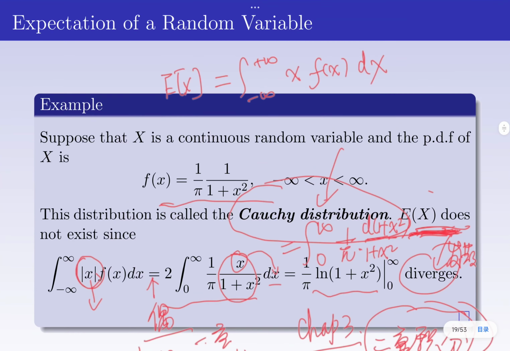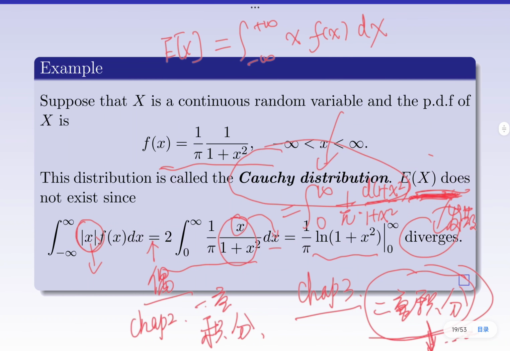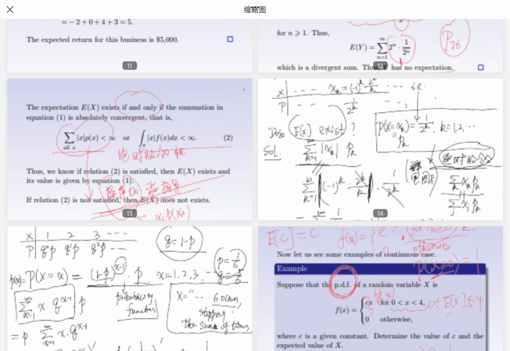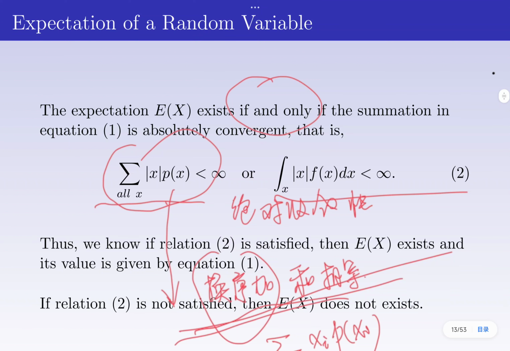Why? If no absolute value, it may not converge. Why do we need the absolute? The summation is absolutely convergent. Oh, it's absolutely convergent, not just convergent, because we need to exchange the order of summation.